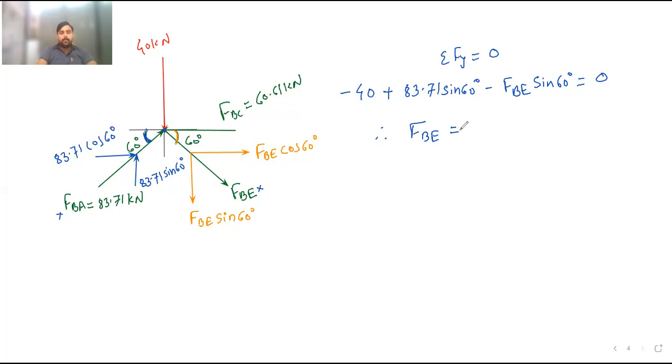What is the answer? Minus 37.51. Okay, it is minus 37.51 kilonewton. So as soon as I got a minus answer, I know that FBE is not a tensile member, it is a compressive member.